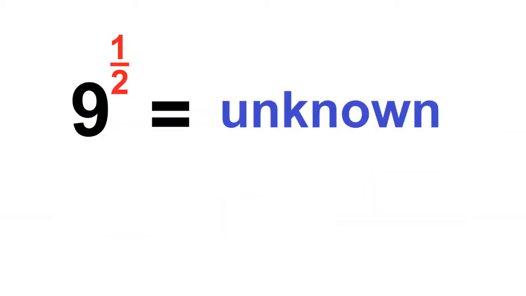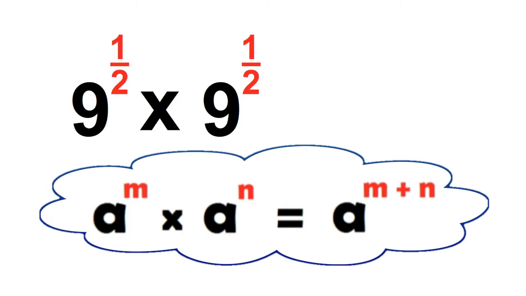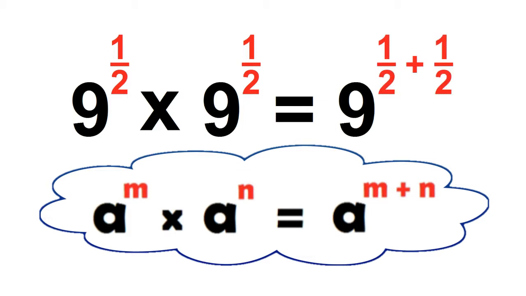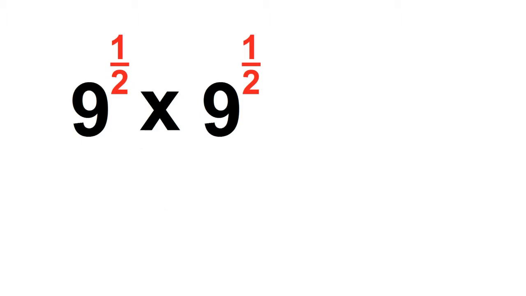We don't know what 9 to the power of a half is, but what if we had 9 to the power of a half times another 9 to the power of a half? Well, according to the index law we were just talking about, we would get 9 to the power of a half plus a half equals 1. In other words, 9 to the power of a half times 9 to the power of a half is equal to 9. Does this look familiar?